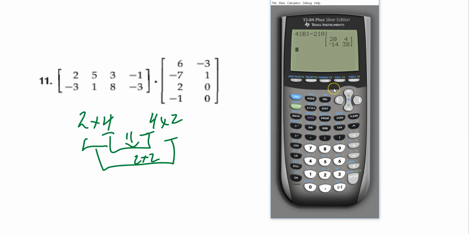So I'm going to quit. Now if I want to multiply these, all I got to do is go to second matrix, select the first one, times second matrix, select the second one, and you get an answer: negative 16, negative 1, 6, and 10.